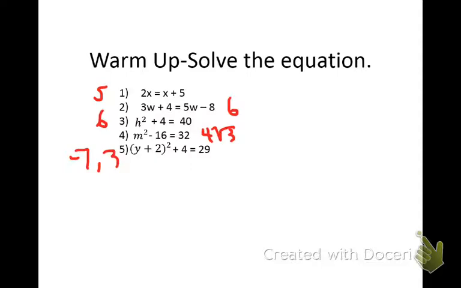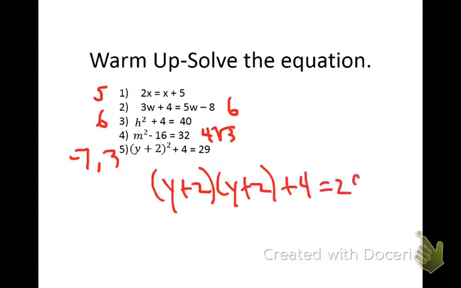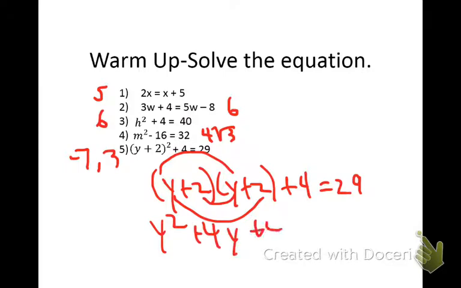Let's do number 5 together just to review FOIL. So what we have is y plus 2 squared. So 5 can be rewritten as y plus 2 times y plus 2 plus 4 equals 29. And then we would do FOIL: first times first, y squared, the outer times the outer, that's 2y, and the inner times the inner is 2y, so that'd be plus 4y, 2 times 2 is 4, and then plus 4 again, equals 29.